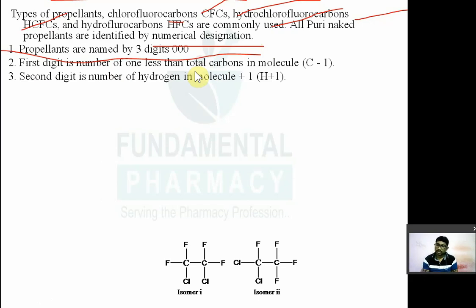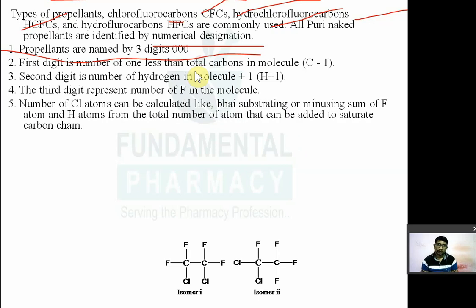दूसरा क्या है? दूसरा digit आएगा, second digit is your hydrogen. Okay, so second digit is the number of hydrogen in the molecule. How is it calculated? Number of total hydrogen in the molecule plus 1. Okay, third digit will represent the number of fluorine atoms in the molecule. If you want to calculate the chlorine atoms, they can be calculated by subtracting the sum of fluorine atoms and hydrogen atoms from the total number of atoms that can be added to saturate the carbon chain.